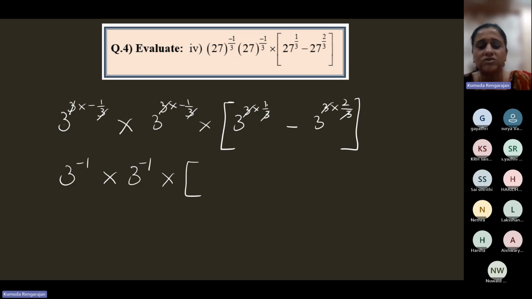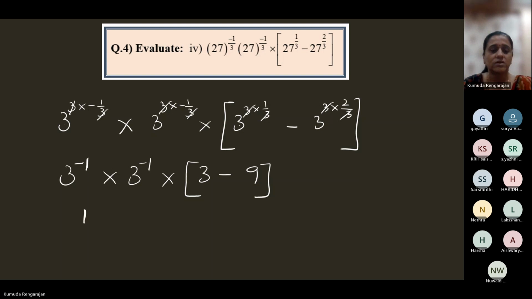Anything is fine. 3 to the power 1 is 3, minus 3 squared is 9. And we just learned how to make a negative power positive. You want to write minus 1 as plus 1. So the base 3 should be written as 1 by 3. So 3 to the power minus 1 is equal to minus 1. You want to write it as plus 1.